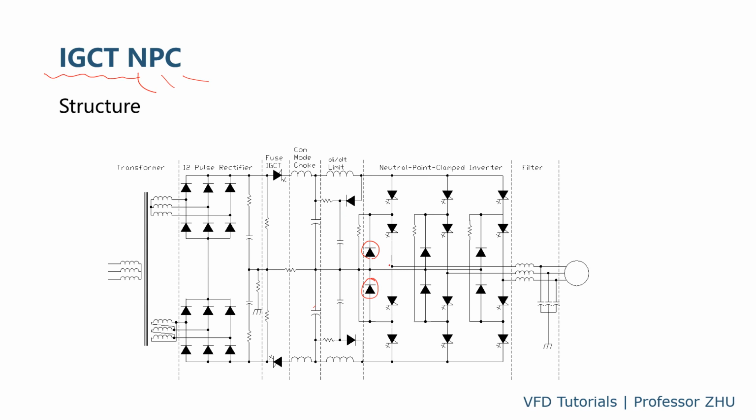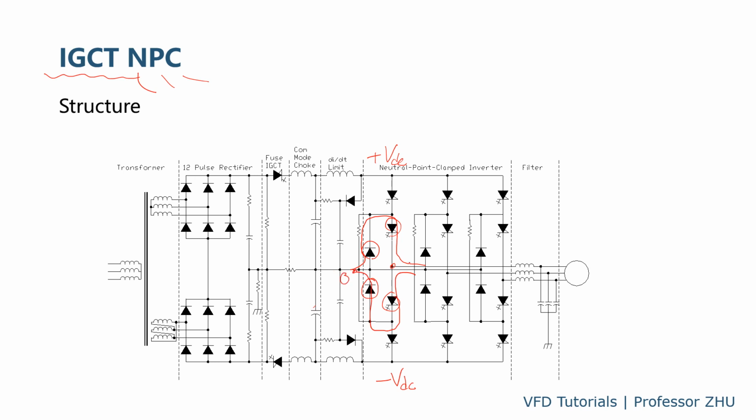If we look at the U phase, if these 2 are on and these 2 are off, this point is linked to the positive DC bus. So we have a positive VDC. And if these 2 are off and these 2 are on, the output is negative VDC. And if these are off and these are on, then depending on the direction of the current, it either goes this way through the clamp diode and the IGCT, or goes this way to the neutral point, so 0 voltage.